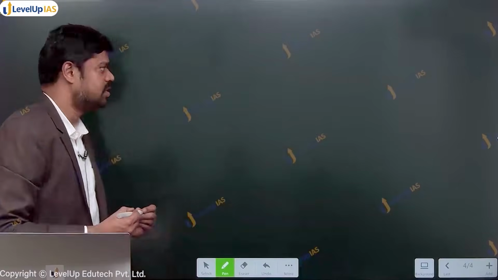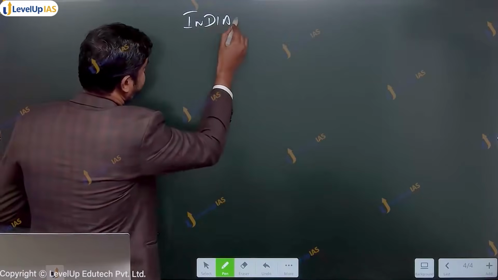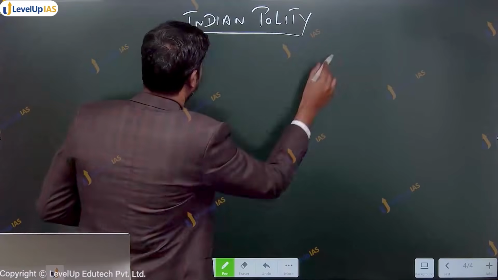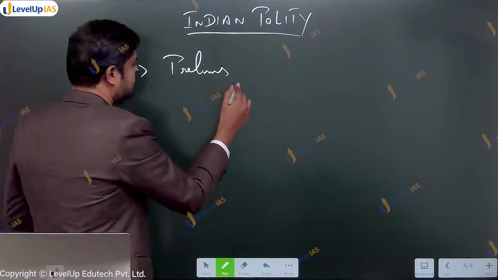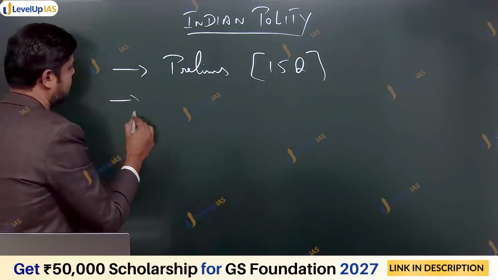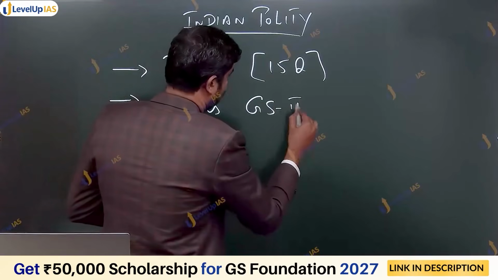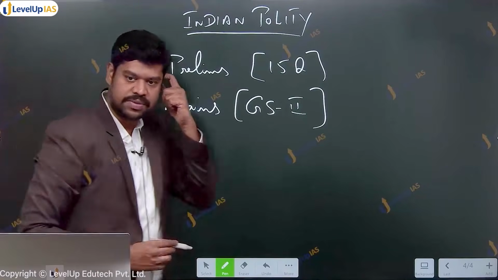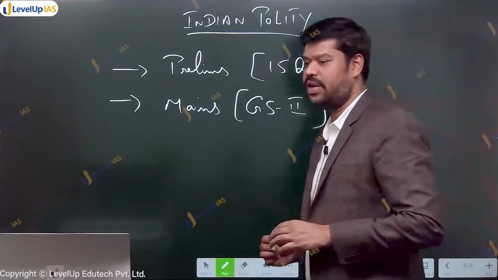GS paper 2, very good. In GS paper 2, yes. So Indian polity, if you take, it has got relevance in prelims as well. So approximately here it is 15 questions in your prelims, and in mains it has got relevance in your GS paper 2. And in GS paper 2, does anyone know, the entire GS paper 2 is for 250 marks. Out of 250 marks, what is the weightage of Indian polity in that?